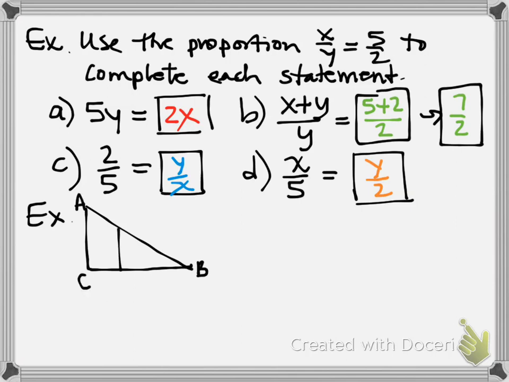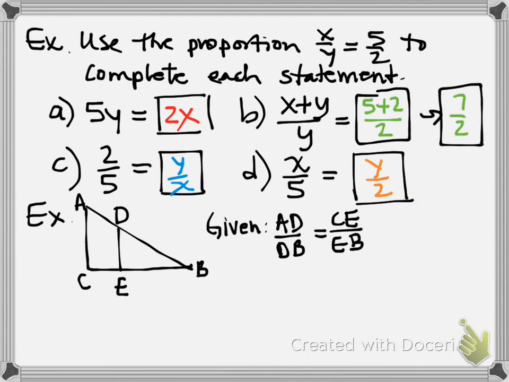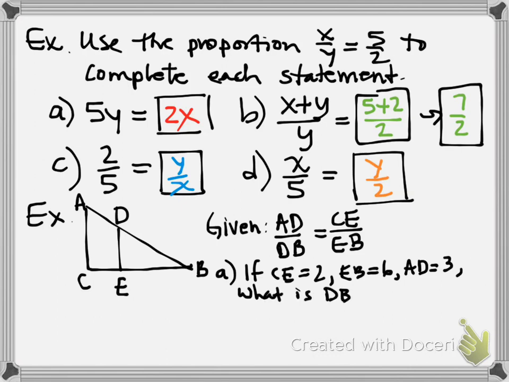Triangle ABC. And then we've got this segment DE. You're going to be given that segment AD over segment DB is equal to segment CE over segment EB. So AD is the hypotenuse, DB is the lower portion of it, CE is the long leg, EB is the longer portion of it. So if the length of CE is 2, the length of EB equals 6, the length of AD equals 3, what is the length of DB?